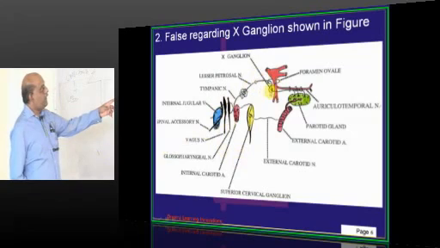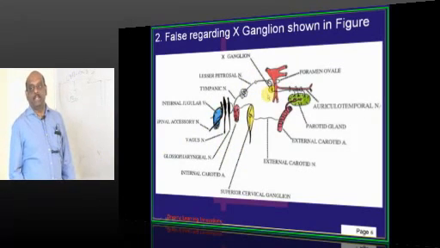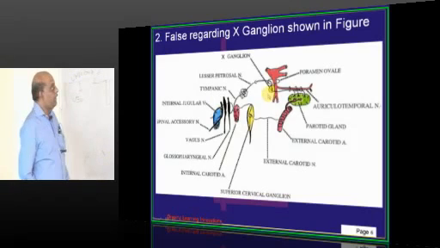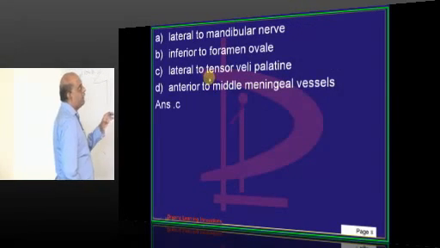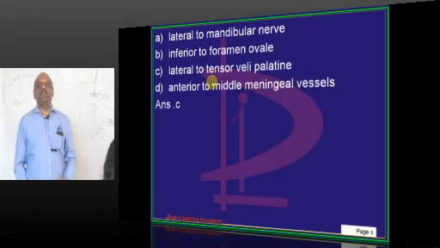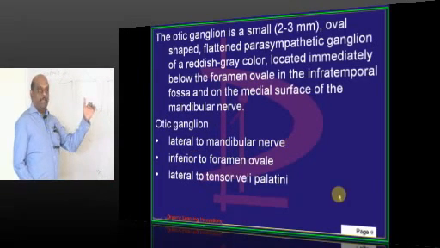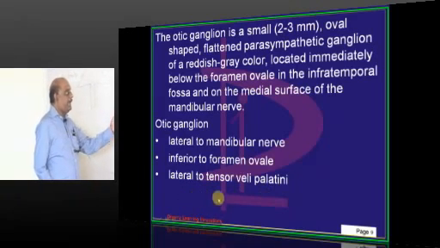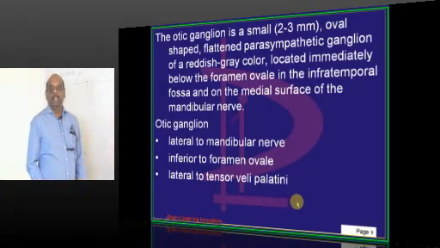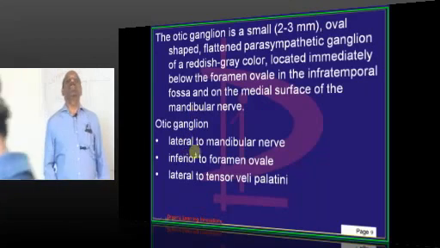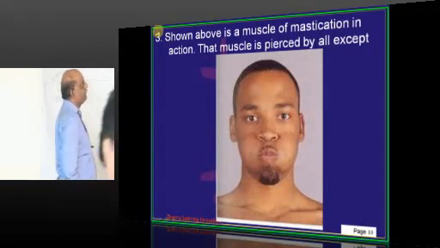Now you have been shown a ganglion. You need to identify which ganglion first. It is the otic ganglion. The otic ganglion relations is a favorite question of the examiner. Lateral to the mandibular nerve, inferior to foramen ovale, and lateral to tensor veli palatini is the typical combination of the otic ganglion is what you need to basically remember.